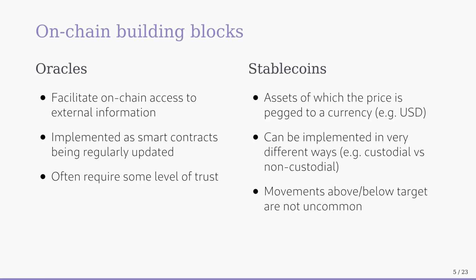Another important building block is stablecoins, which are crypto assets whose price is pegged to some other currency, very often the dollar, but it could be anything like the euro, gold, or any other sort of asset. These have very different types of implementation. I will not go into details about this, but there are what's called custodial as opposed to non-custodial implementations. And depending on how these are implemented, it can result in fairly large movements above or below their target. So for example, a coin that is supposed to be pegged to the dollar could go way above or way below, where above or below can be somewhere around 5, even 10, and in the worst cases 30% out of the range of the price. So this will be important for some of the issues we will see later in this talk.